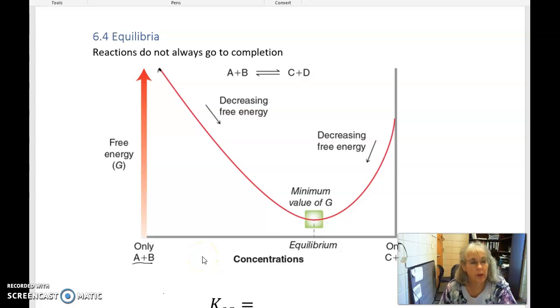In this section, we're going to look at equilibrium and delta G. Reactions do not always go to completion. On this axis of this diagram, we have free energy, and then we have the concentrations of our reactants, and over here, our products. When we begin our reaction, we have only A and B in the reaction vessel. We make C and D until we reach a minimum value of G.